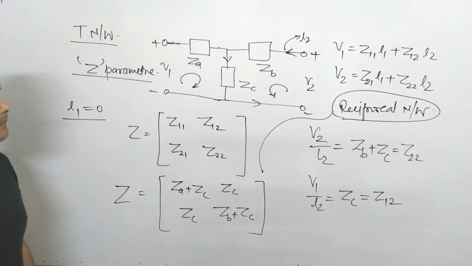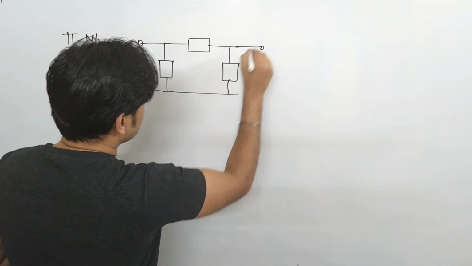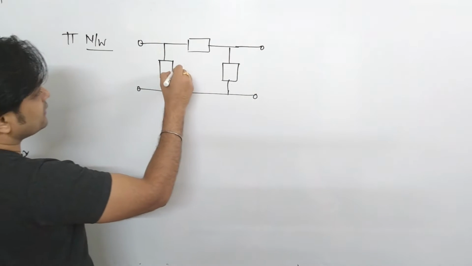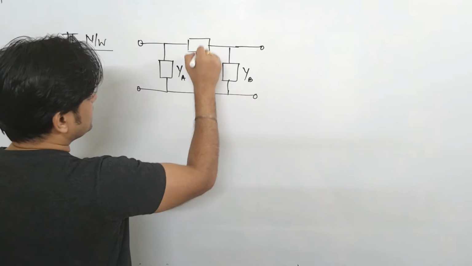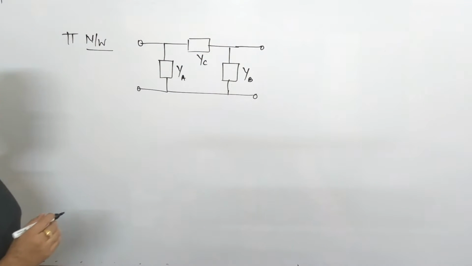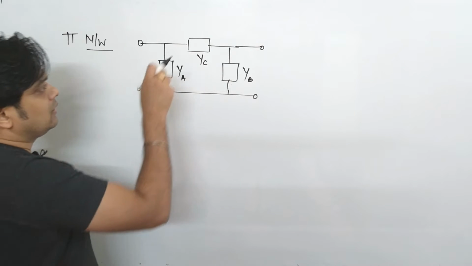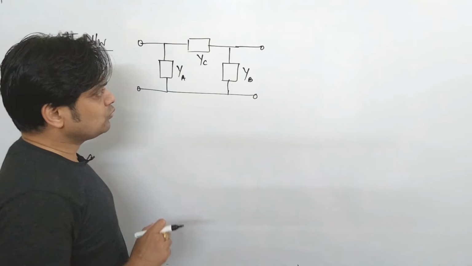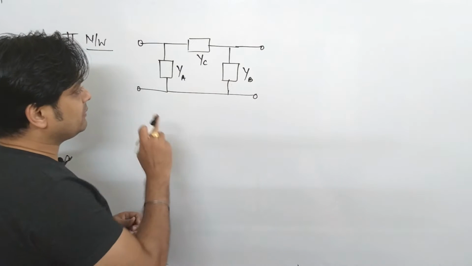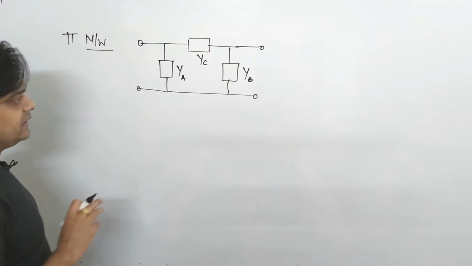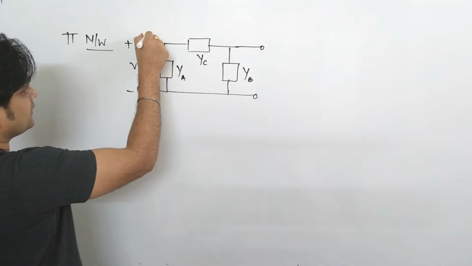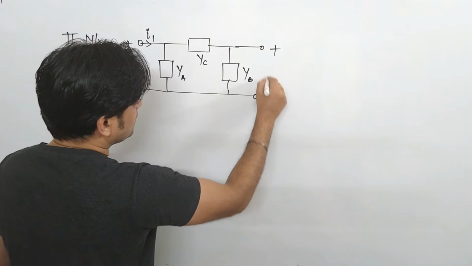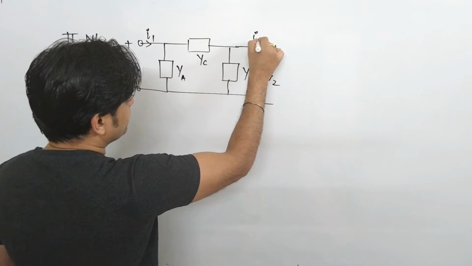Now we will talk about the pi network. As I mentioned, pi network is represented in the form of its admittance parameters. So it is YA, YB and YC. YC is the admittance which is in between these two, YA and YB. Just keep in mind this is the standard pi network. Again, if I consider here V1 and the current is I1, this is V2 and current is I2.